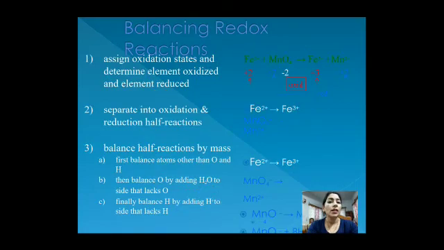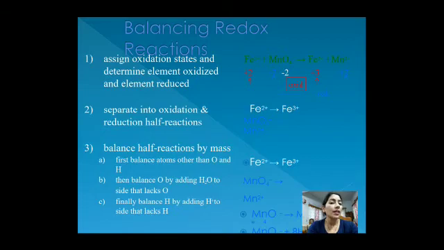Second, assign oxidation states and determine the element oxidized and the element reduced. Now we have to find out which element is oxidizing and which element is reducing. Next, separate into oxidation and reduction half reactions. We have to divide it into two parts.